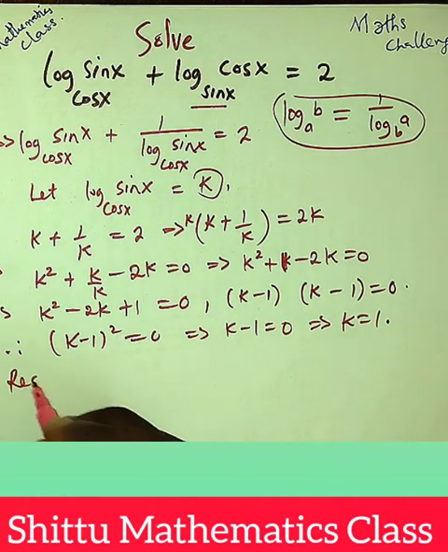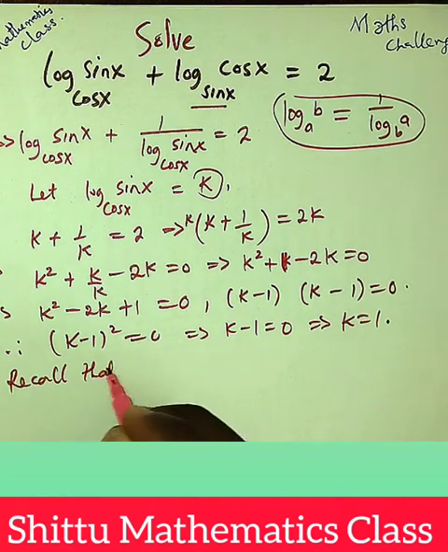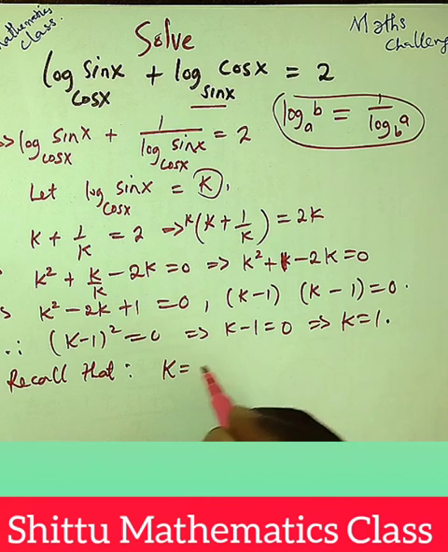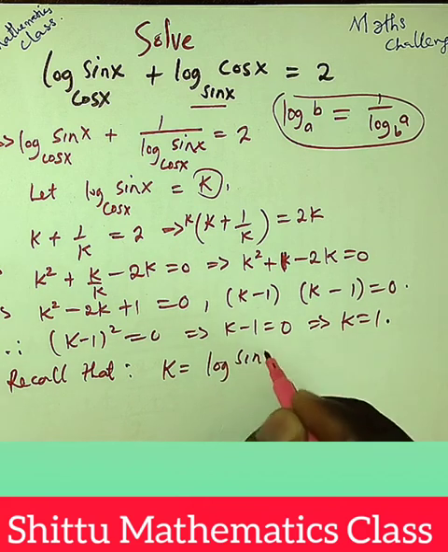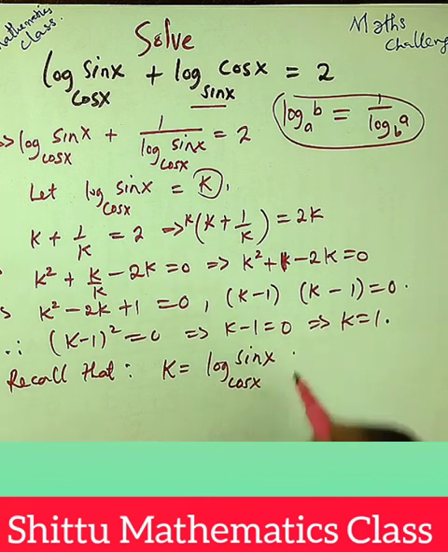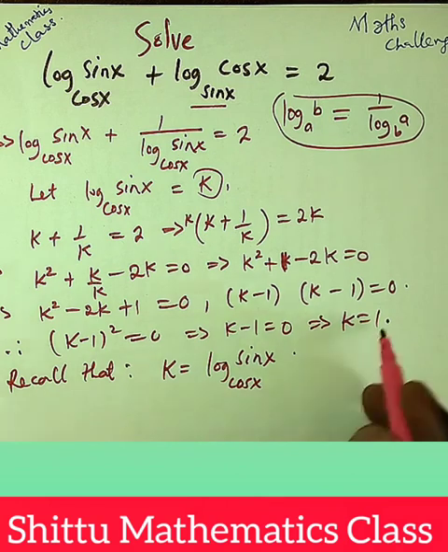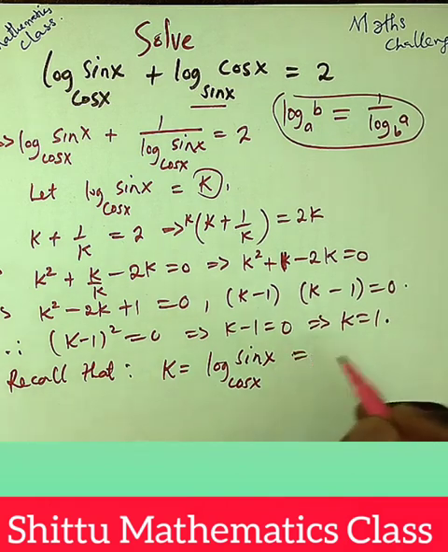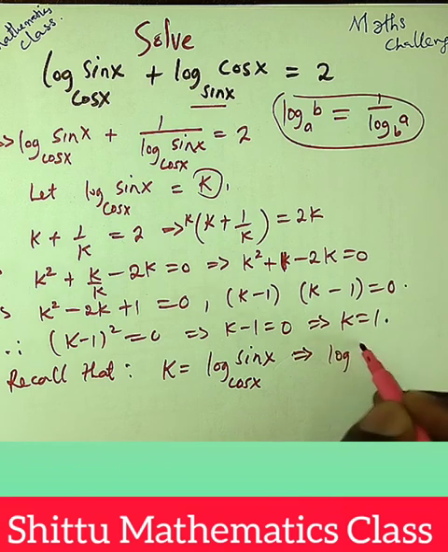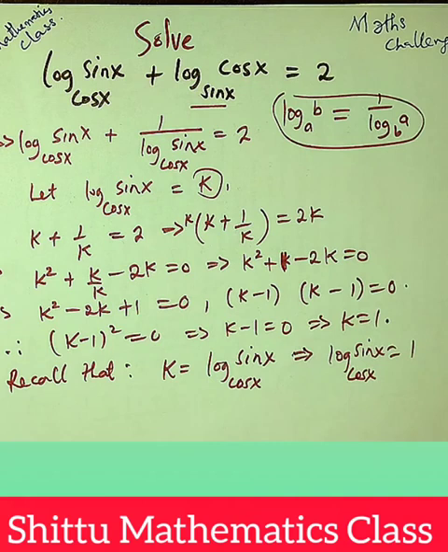So we need to recall that k is equal to log of sine x to base cos x. Since k equals 1 here, this implies that log sine x to base cos x equals 1. Are you following?